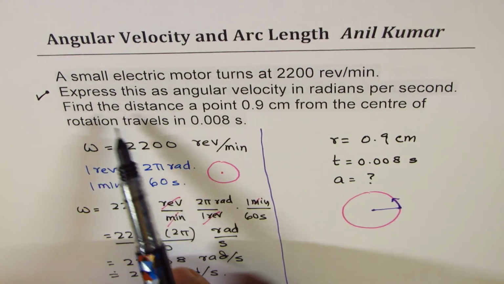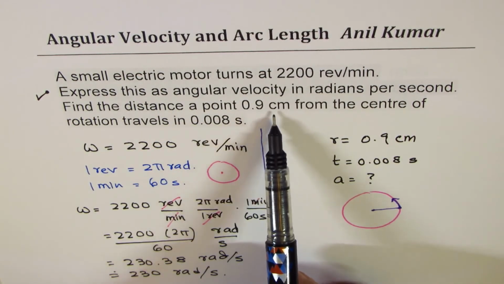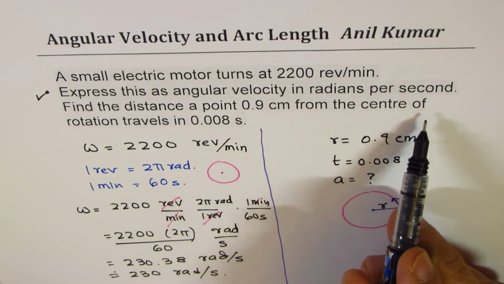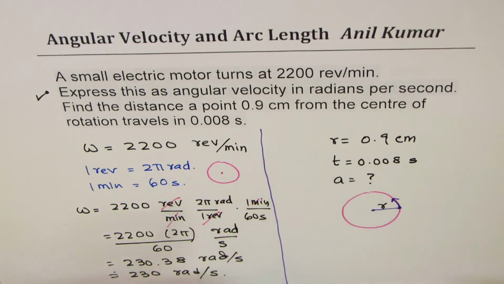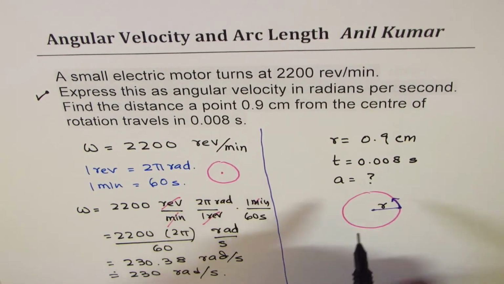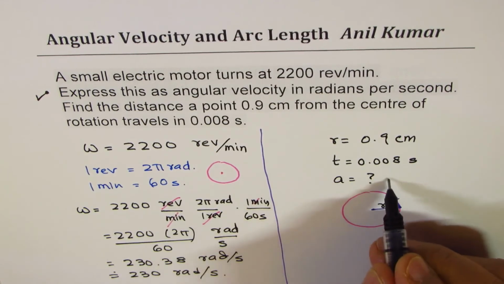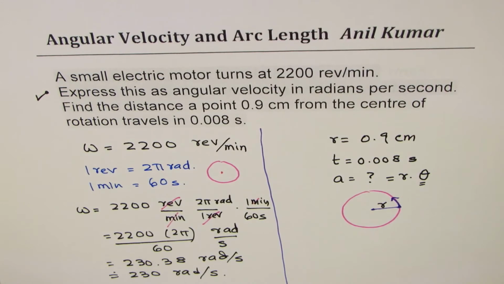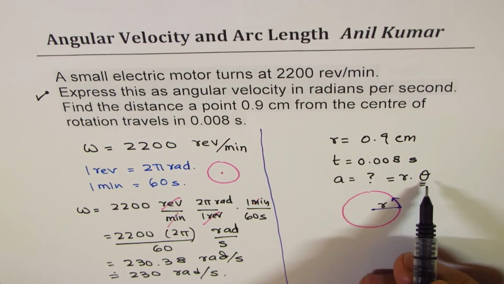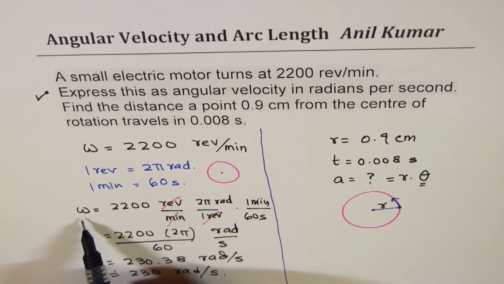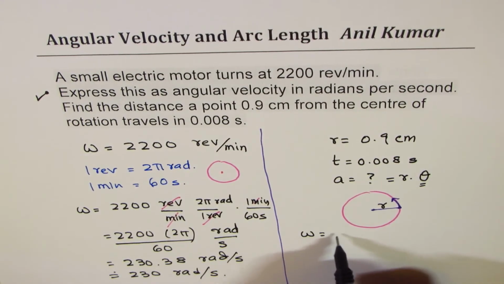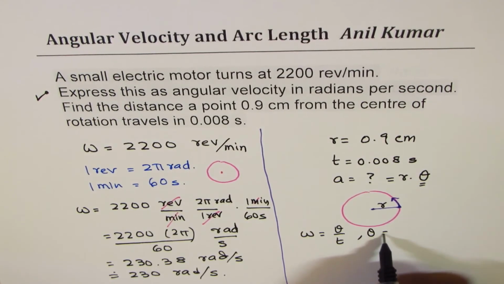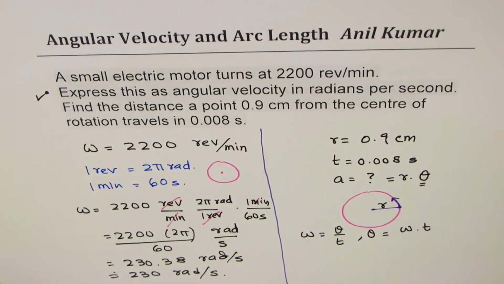Second part, find the distance a point 0.9 centimeter away. So r is given to you from the center, travels in this much of time. So how will you find the distance? That means a, right? Now a is r times theta. So you have to find theta first, correct? How do you find theta? Theta is related with angular velocity. You know angular velocity is ratio of theta with time. So you could write that theta is equal to angular velocity times time.